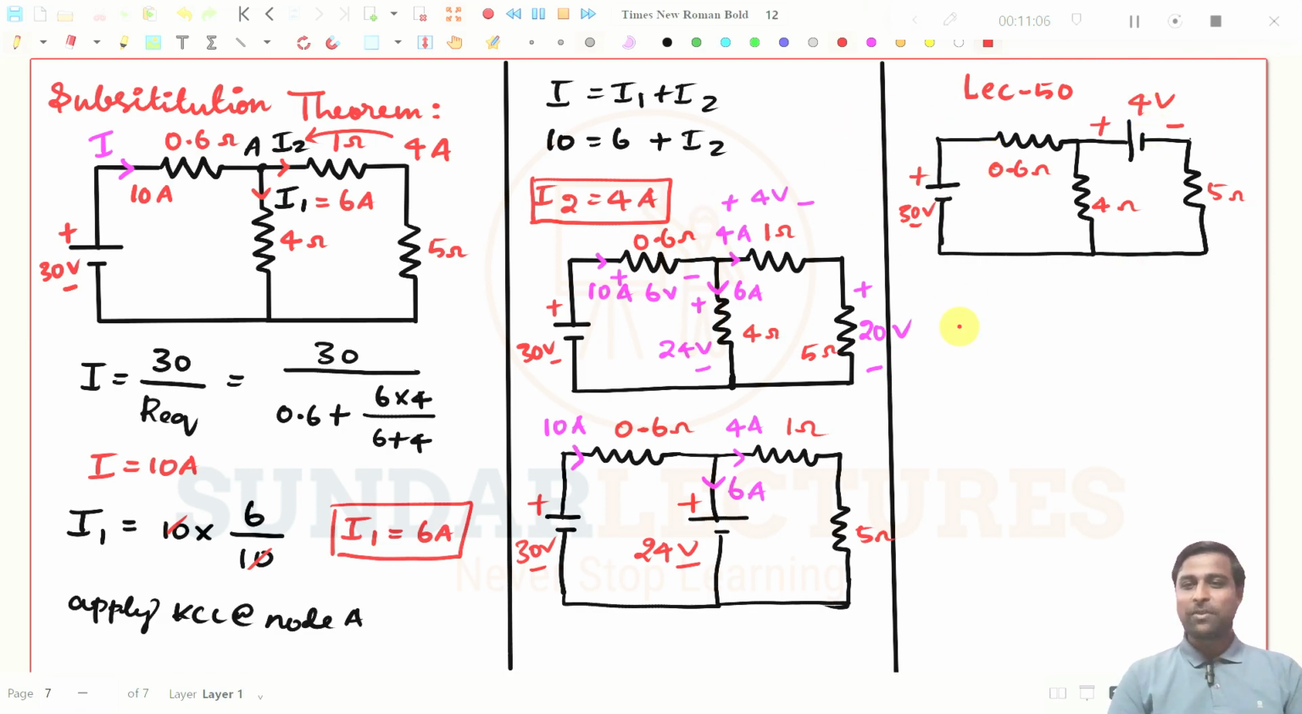And if you simplify this problem to get what is the current in every branch, again you will get, maybe you try to solve this problem. I am not going to solve this. I am just explaining you the things, and this will be 4 amperes. This will be 10 amperes, this will be 6 amperes, and this will be 4 amperes.